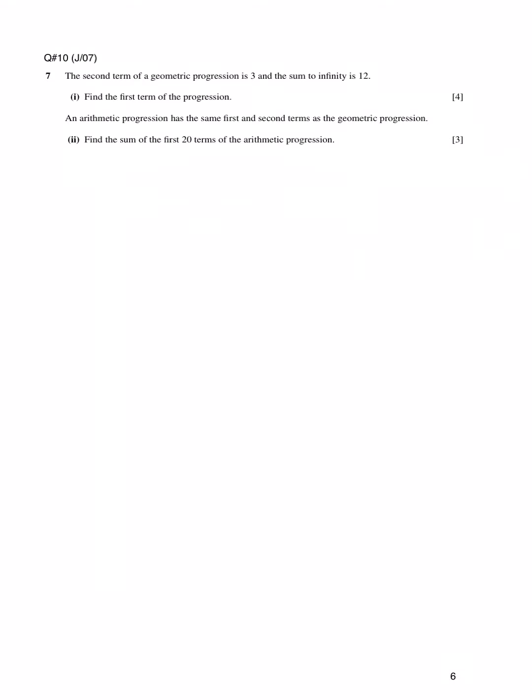Alright, it's June 07. It says the second term of a geometric progression is 3 and the sum to infinity is 12. Now the second term means that we are given the value of AR, and that is equal to 3, and we have the value of the sum to infinity, S infinity, given as 12. For the first part, it says find the first term of this progression, that means the value of A is unknown here.